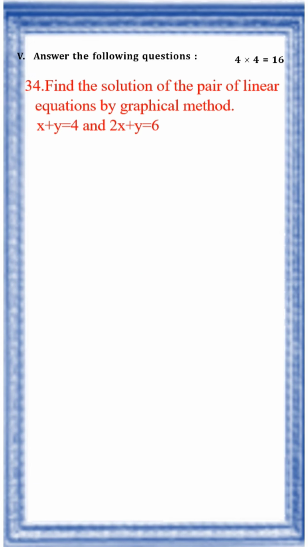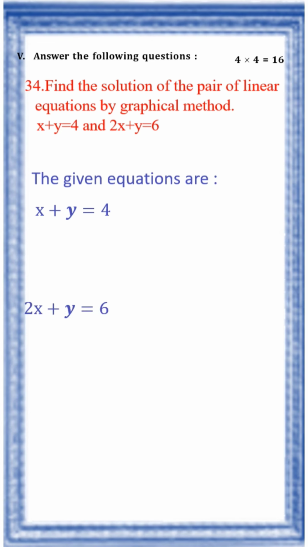Now let us solve the fifth main question. These are the 4-mark questions. There are 4 questions, totally 16 marks. 34th question. Find the solution of the pair of linear equations by graphical method. The equations are x plus y is equal to 4 and 2x plus y is equal to 6.